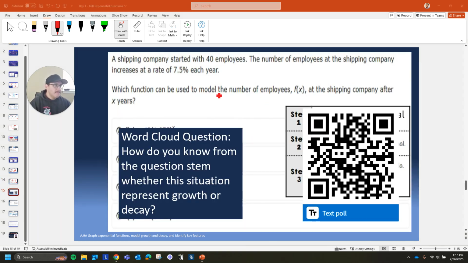So now, read this problem and ask yourselves, as you're reading this problem, how do you know from the question stem which part of the question will tell you whether it represents growth or decay? So read the problem, figure it out. Otherwise, I'm going to continue on. So try this on your own, please.